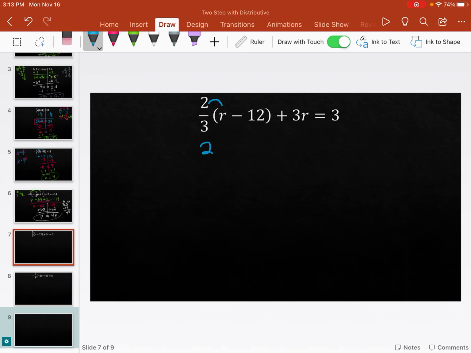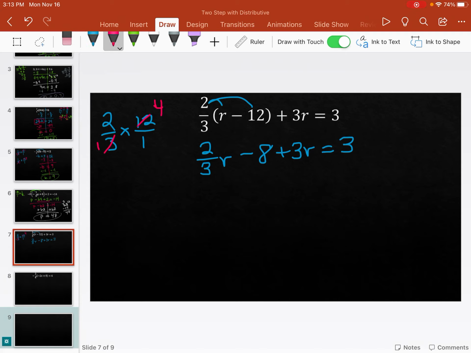So 2/3 times r is 2/3 r minus 2/3 times 12. 2/3 times 12 over 1, cross simplify again. Looks like I'm going to get 2 times 4, which is 8. So minus 8. Bring down my plus 3r equals 3. Again, I'm going to combine some like terms. So I've got 2/3 r plus 3r. So I've really got 3 and 2/3 r minus 8 equals 3.